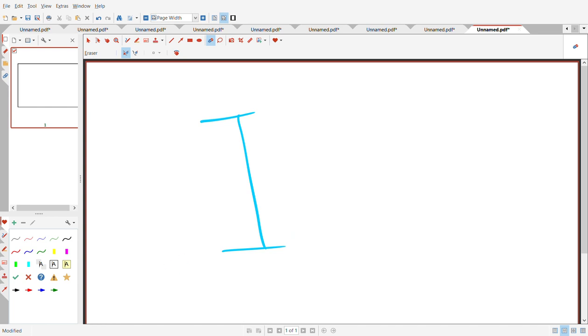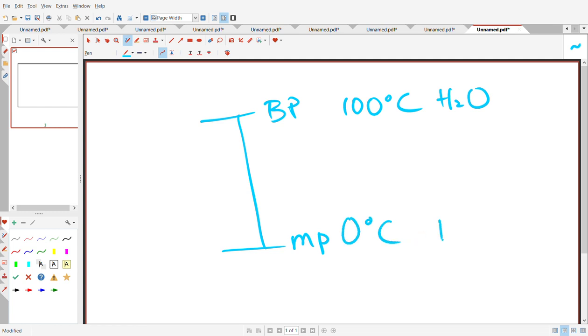Okay. There's two fixed points on a thermometer. There's the melting point and the boiling point. The boiling point is 100 degrees Celsius for water, and the melting point is 0 degrees Celsius for water. They might ask you it in Kelvin, which is 273 K, and then the boiling point is 373 K. If you notice, they're both based on a scale of 100.